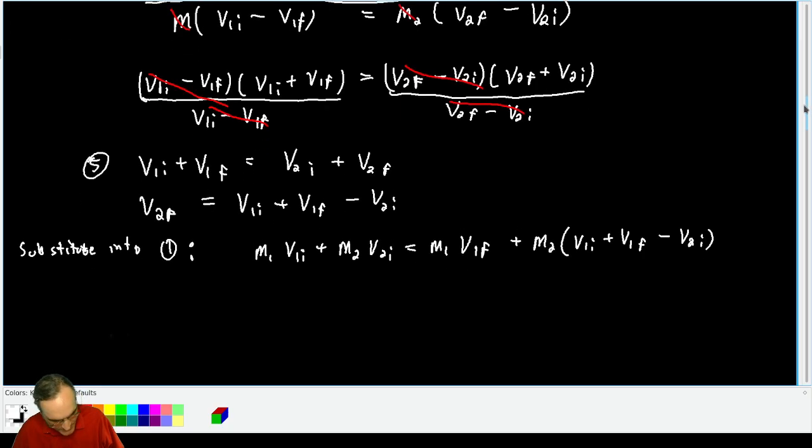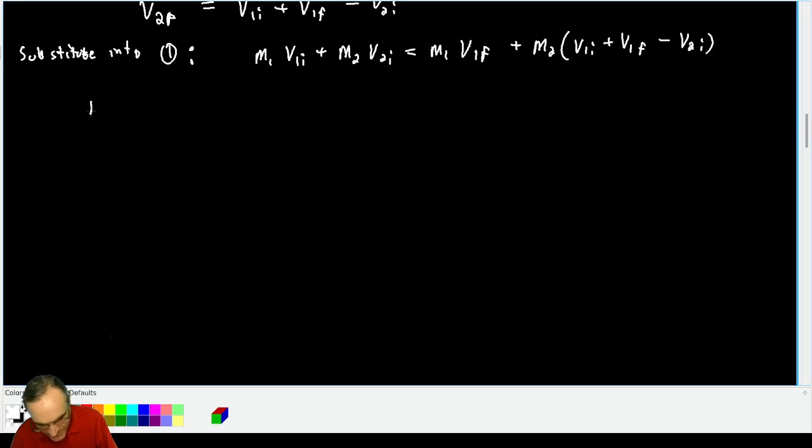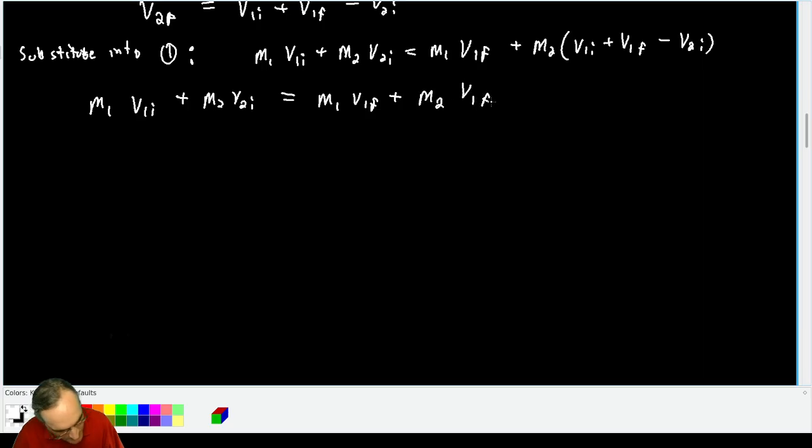Okay, this is just a few steps of algebra away from being done. So we have m1 v1 initial plus m2 v2 initial equals m1 v1 final plus, you can see when we factor this in, m2 v1 final. Then we have a plus m2 v1 initial and minus an m2 v2 initial. All right, we're going to keep the two terms that have v1 final in them on the right for now and move everything else over.